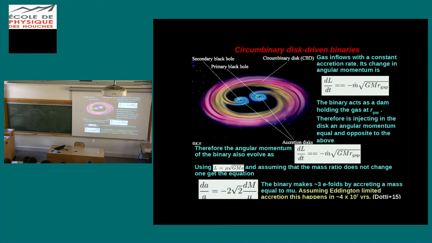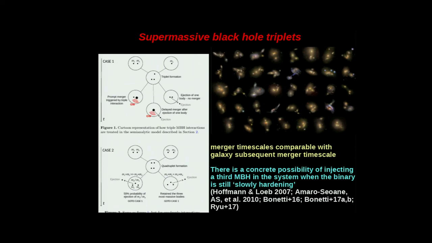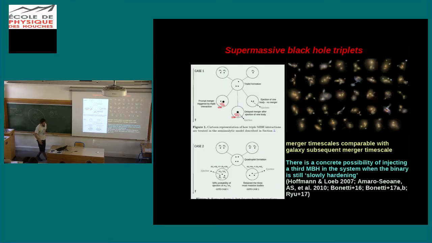And this process can also happen in tens of millions or hundreds of millions of years. So it might be another efficient way to overcome this last parsec problem. Now the third thing that you can do is to rely on triple interaction.